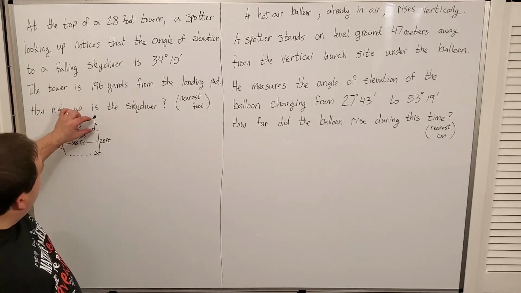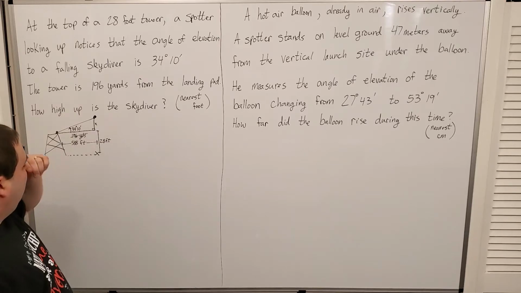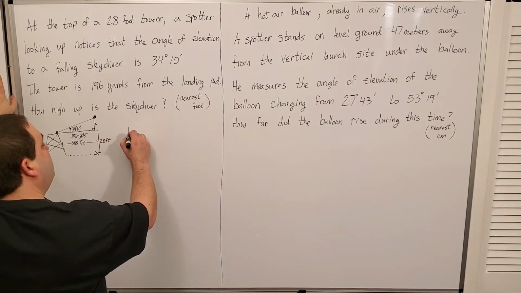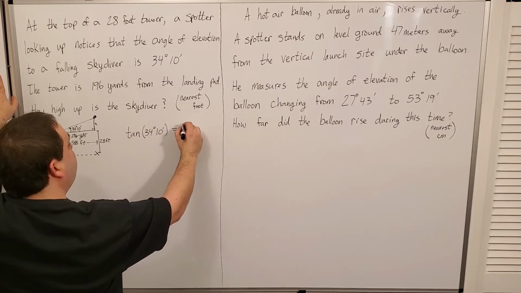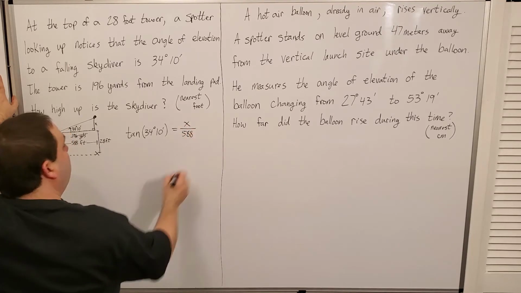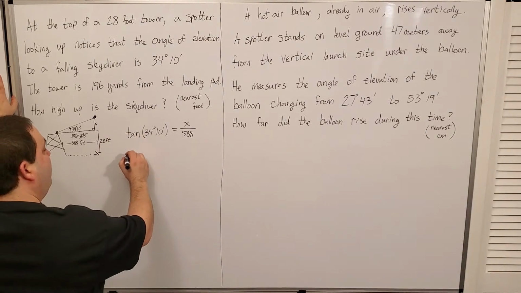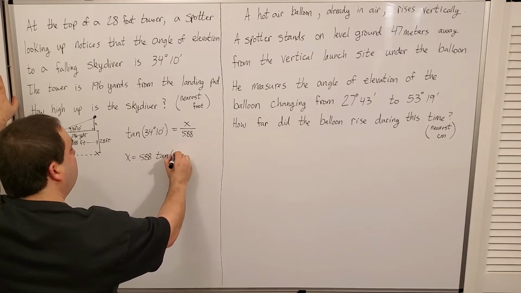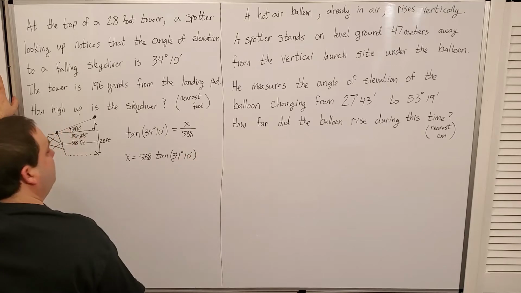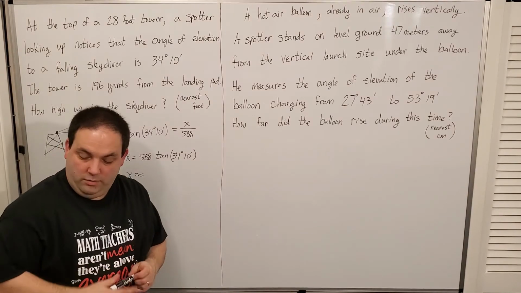So notice, I need to know this height, and I know this length here, and I know the angle. So that's the adjacent and the opposite side to that angle. So I'm going to set up tangent of 34 degrees 10 minutes is equal to X divided by 588. I'm going to multiply both sides by 588, so X is equal to 588 times the tangent of 34 degrees 10 minutes. So X is approximately, and this is where we've got to punch it in.